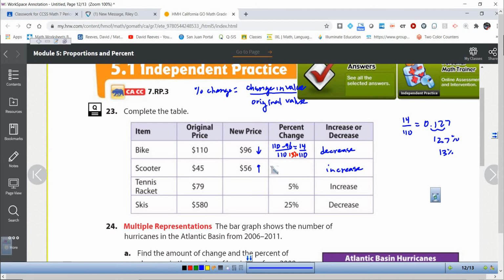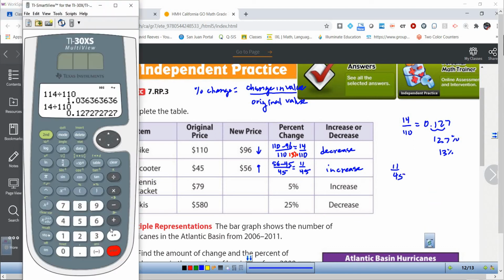All right, this one right here, I'm going to do 56 minus 45, over my original value, which was 45. Let's see if I can do this one without messing up. 56 minus 45, that would be 11 over 45. So I'm going to do 11 over 45. All right, let's see if we can do this one. 11 over 45. And what do I get as an answer?